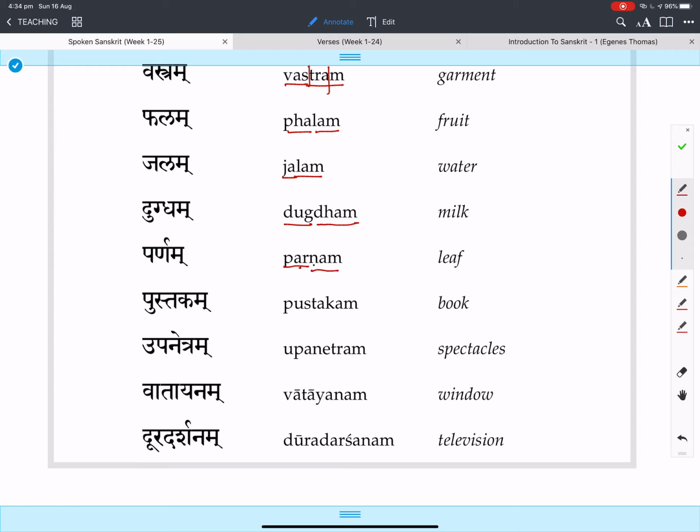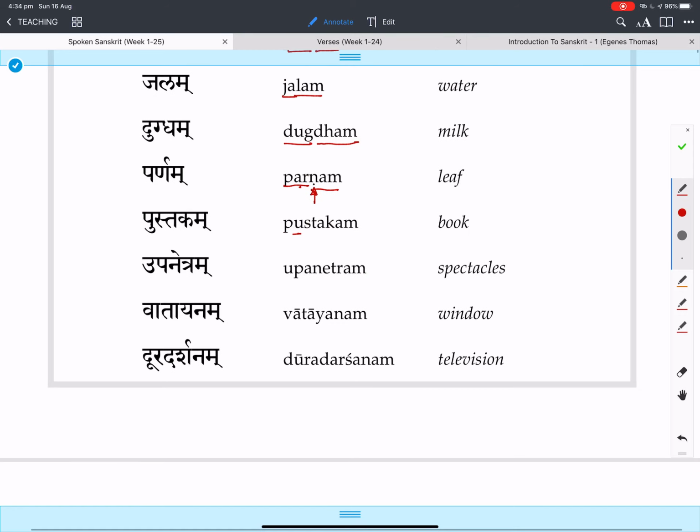Dugdham. Parnam. Now, when we say the retroflex, just simply keep alert on where the tip of the tongue is, because it's a retroflex. Pustakam, pustakam, pustakam. Upanetram, upanetram, upanetram.